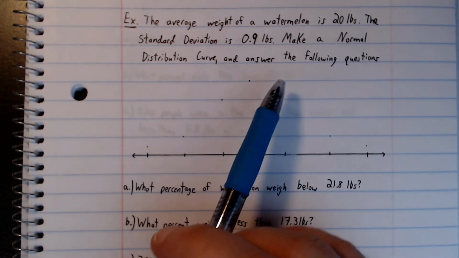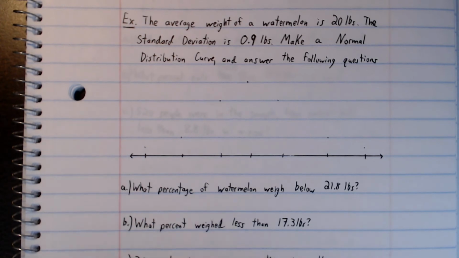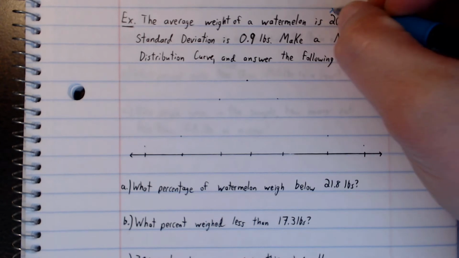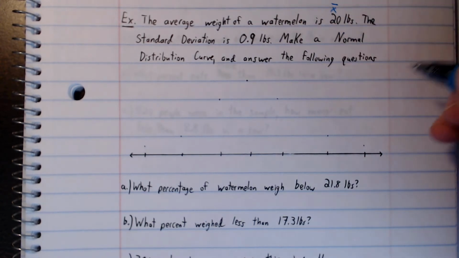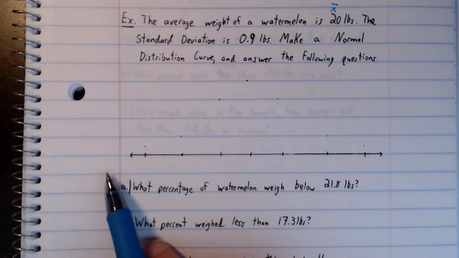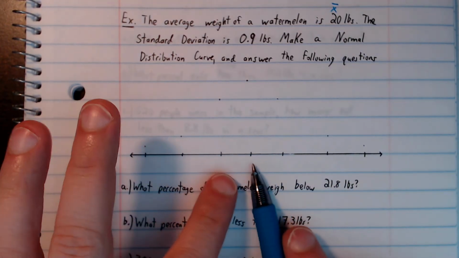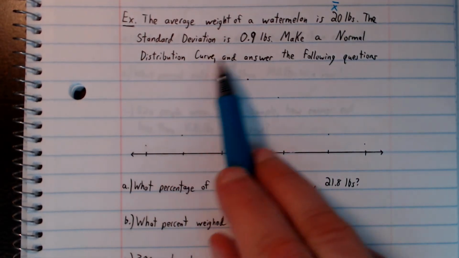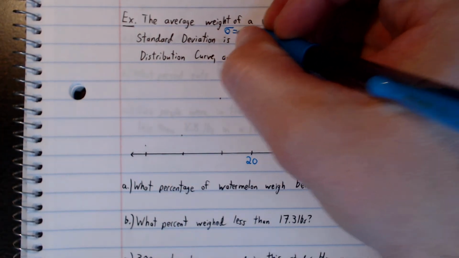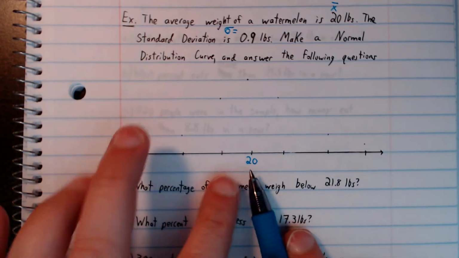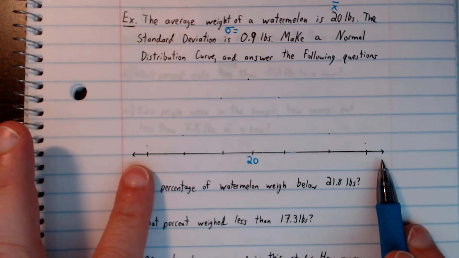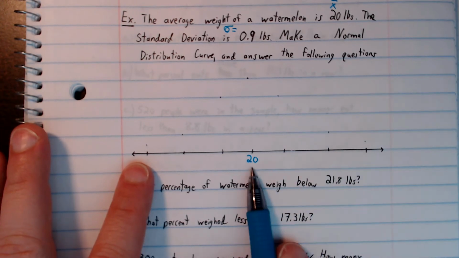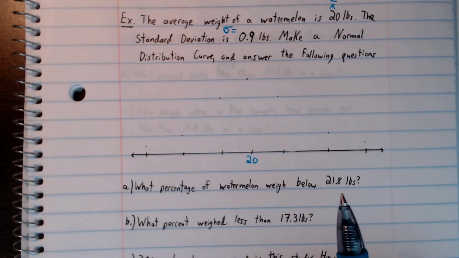So they want us to make a normal distribution curve and then answer these following questions underneath. So first of all, the average weight, this would be x-bar, X with a line above it. The mean average is going to be 20. On our line plot, the very middle of this is going to say 20. And they give us a standard deviation, sigma, which is 0.9. So as we start to fill out the rest of this, we need to be adding 0.9 as we go along this way to the right and subtracting it this way to the left.